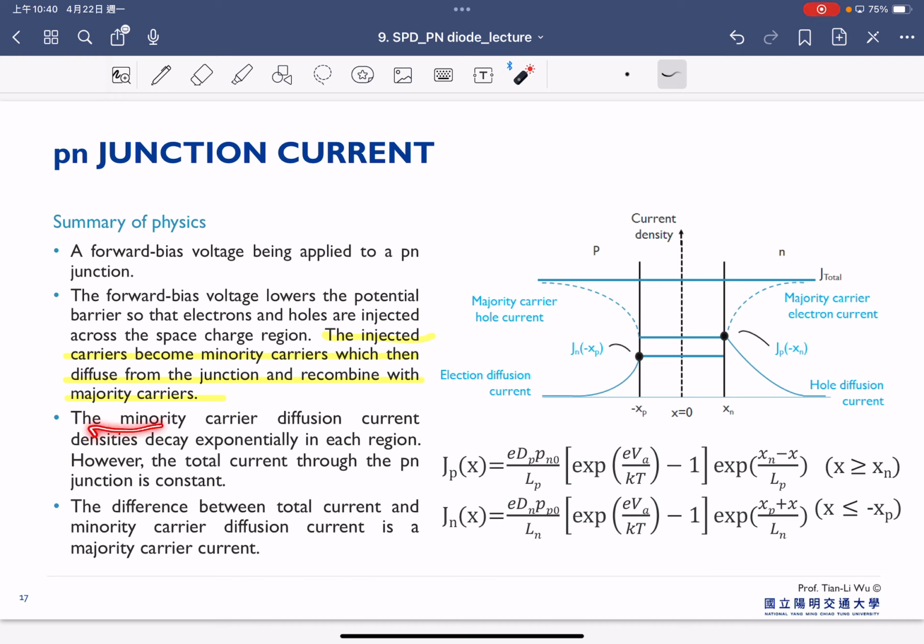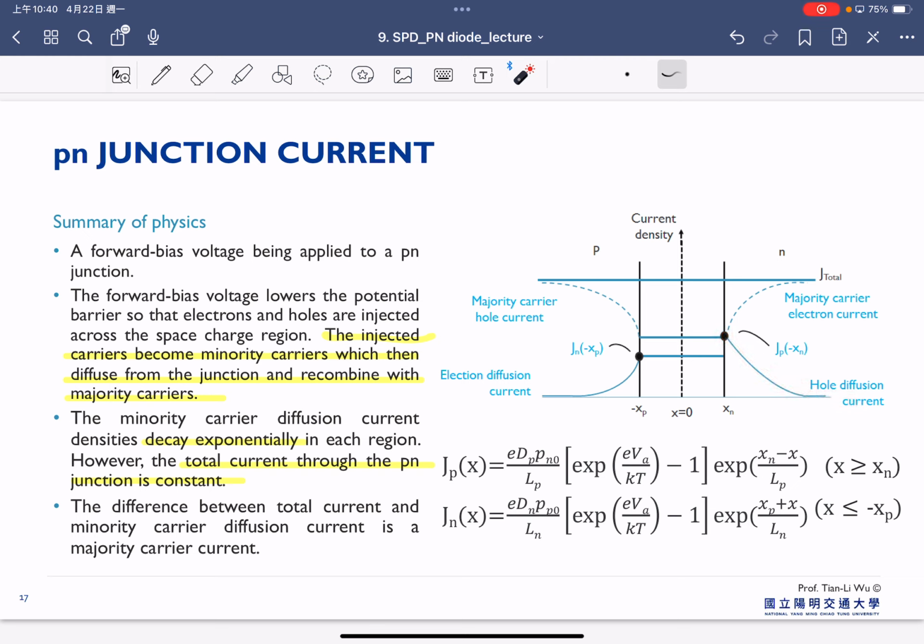So the minority carrier diffusion current decays exponentially in each region. However, the total current through the PN junction is still constant here. So it decays exponentially, but the total current is a constant. So we can use this one plus this one, and then we can get the total current here. The difference between the total current and the minority carrier current is the majority carrier current. So this one is a majority carrier current, but actually we are using the minority carrier to analyze our current.